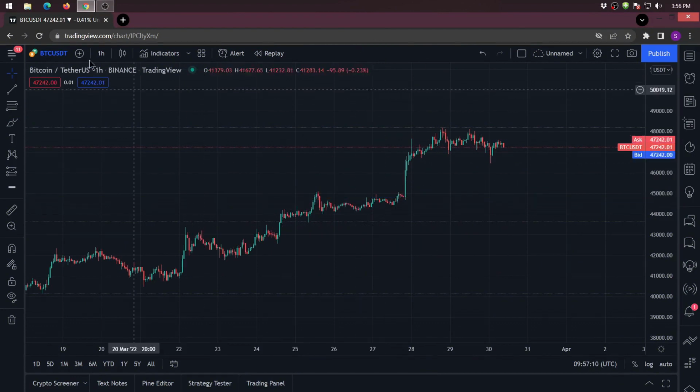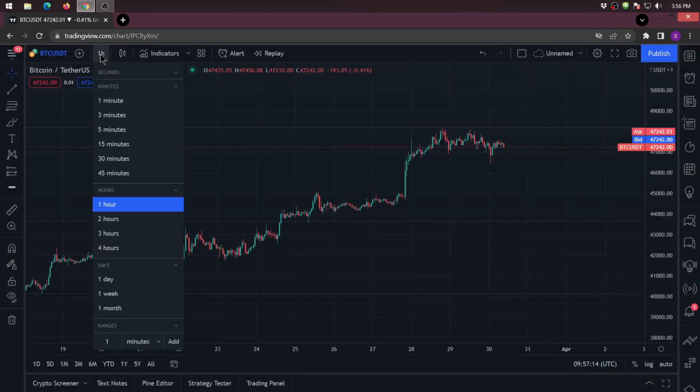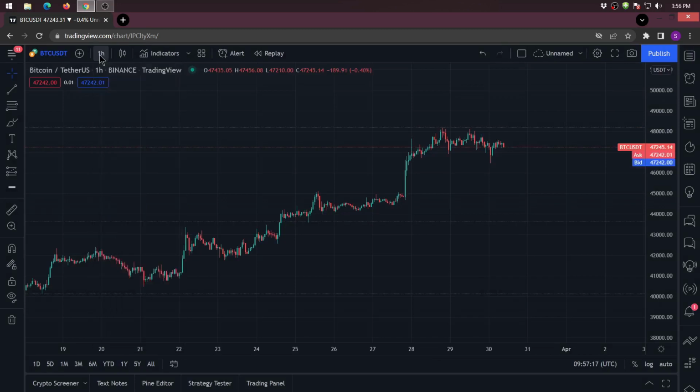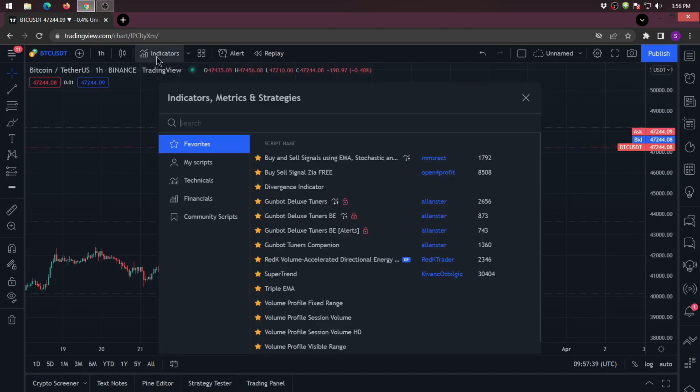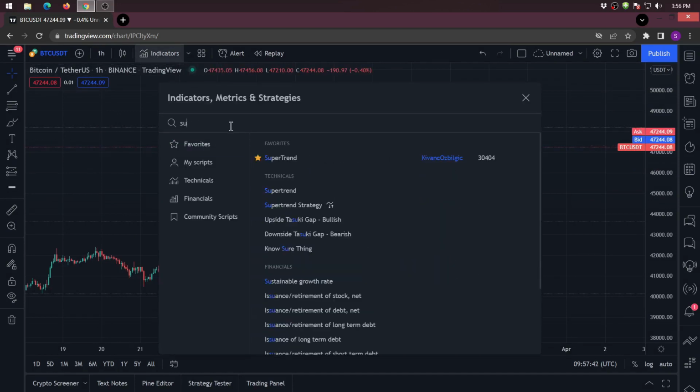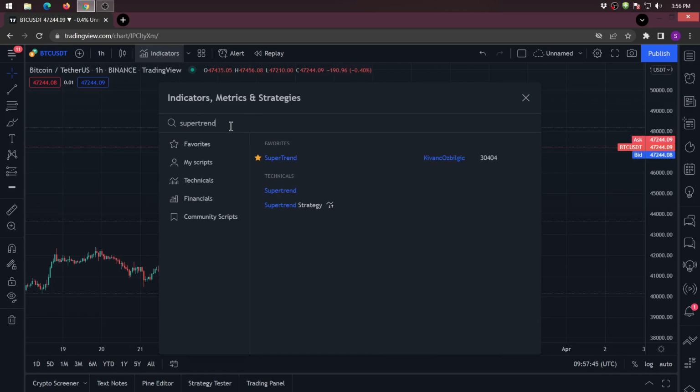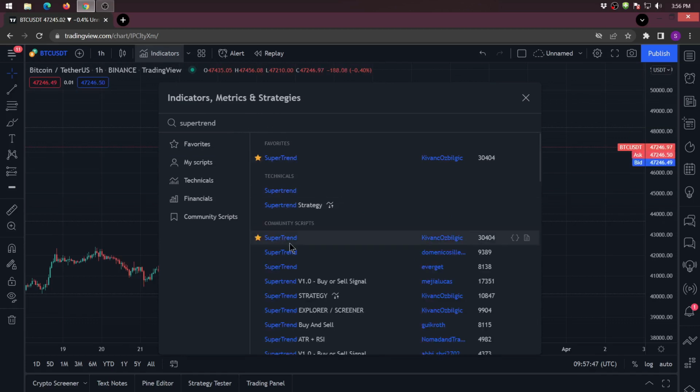In this chart, I selected the coin Bitcoin USDT and the time frame is 1 hour. Now I have to set the Supertrend indicator on my chart. I simply go to indicators and write Supertrend. Here you can see the indicator Supertrend by KivancOzbilgic, used by 30,000 active traders, and I also give the full indicator list in my description below. I simply click here to add the Supertrend to my chart once.